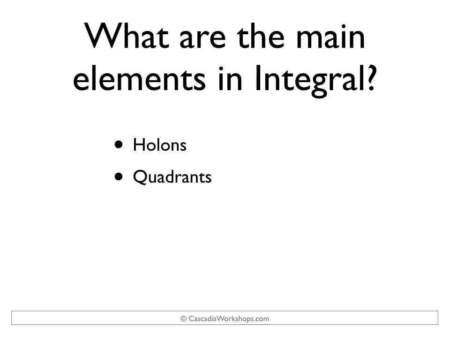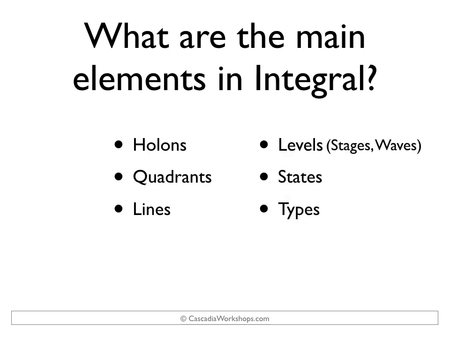So we've got holons, we've got quadrants. Now quadrants are the focus of this particular presentation. But we also have lines of development, also known as multiple intelligences. We have levels of consciousness growth and development, and other levels and structures that become a stable aspect of that next stage of evolution, and states and types. Now, levels are also known as stages and waves. The only thing I'm really focusing on here are quadrants, although I'll say a little bit about holons as we're getting started.